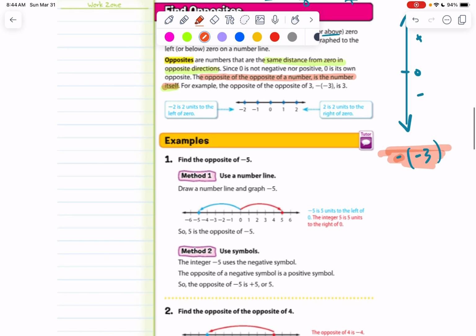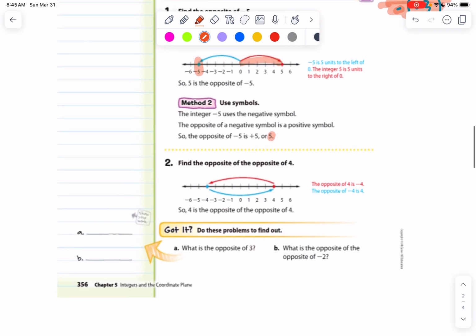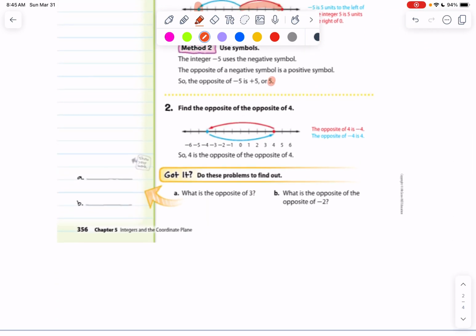So let's look at the examples. Find the opposite of negative 5. So if negative 5 is right here, the opposite would be 5 in the positive direction. So the opposite of negative 5 is 5. Okay? Now find the opposite of the opposite of 4. Well, the opposite of 4 is negative 4. That's right here. Negative 4 is right here. So the opposite of negative 4, which would be the opposite of the opposite of 4, is 4 in the positive direction, which is 4.